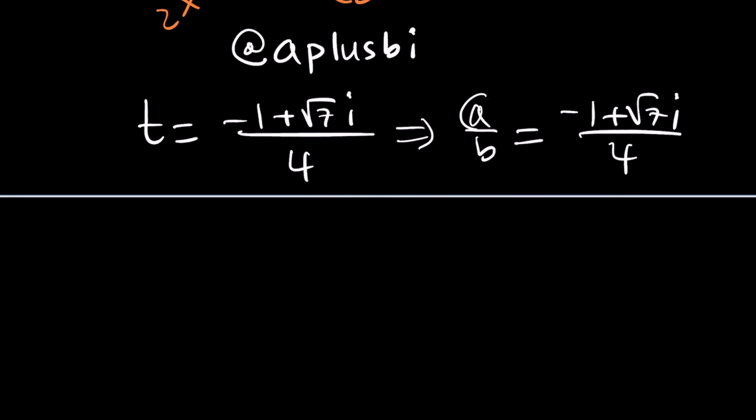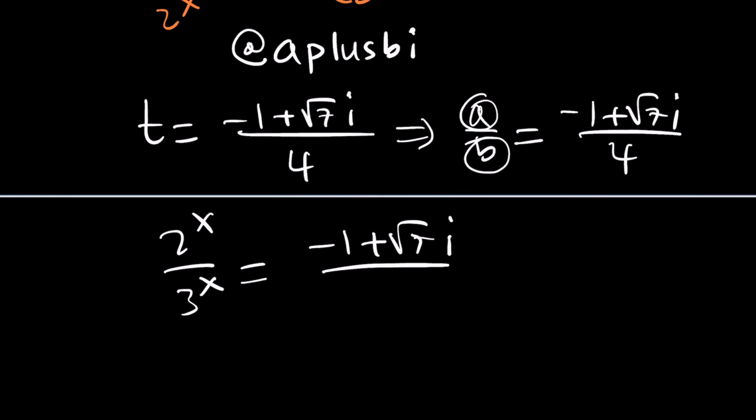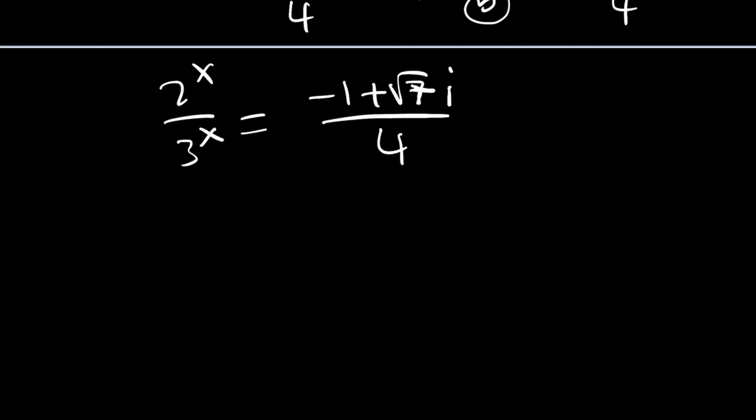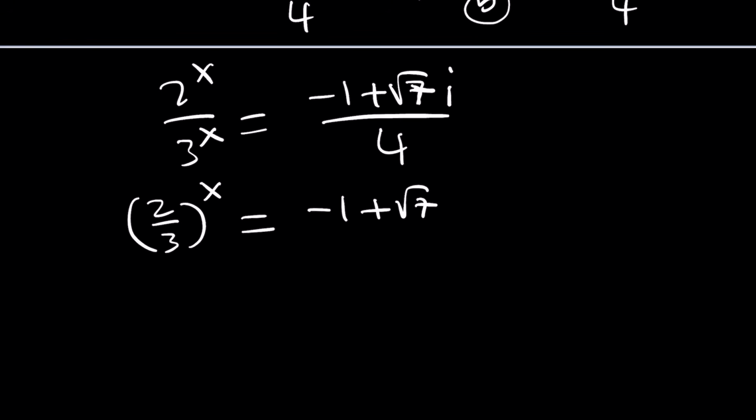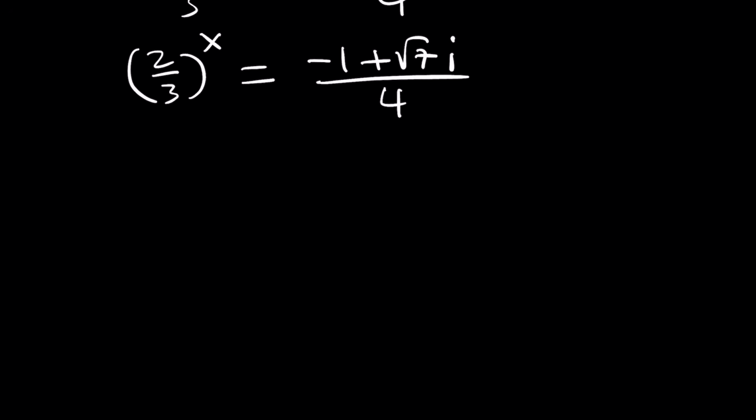And of course, you can replace a and b with what they are: it's 2 to the x, 3 to the x, and then you're going to have this complex number. And guess what you need to do? You need to do some type of complex logarithm, complex exponentiation, and so on. But let me just briefly tell you what you can do. You can go ahead and take the natural log of both sides, but for the log of a complex number, you have to use a special formula. Let me give it to you.